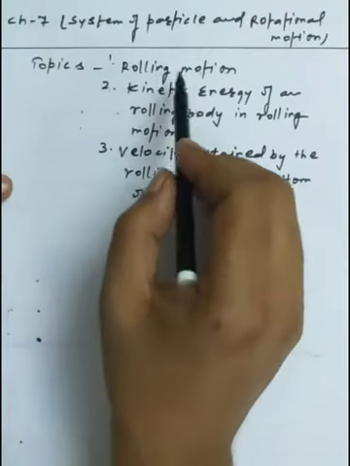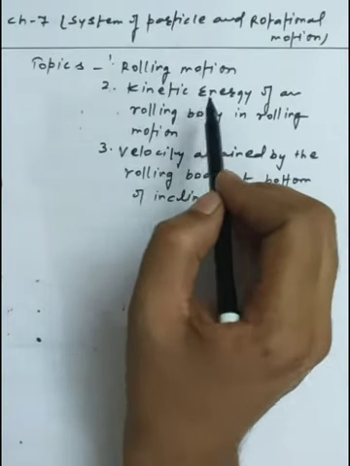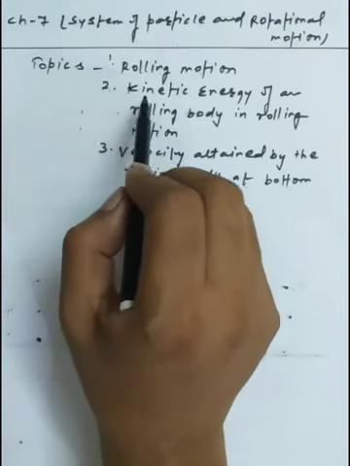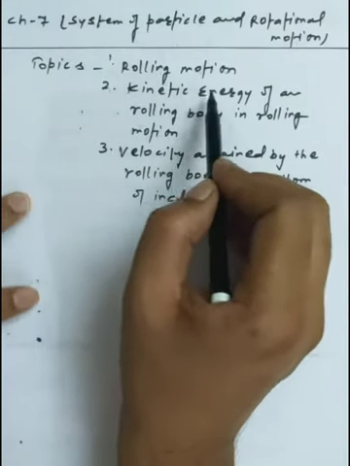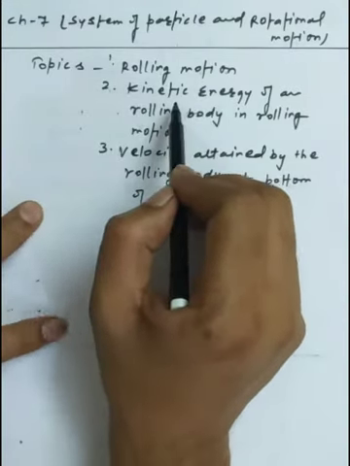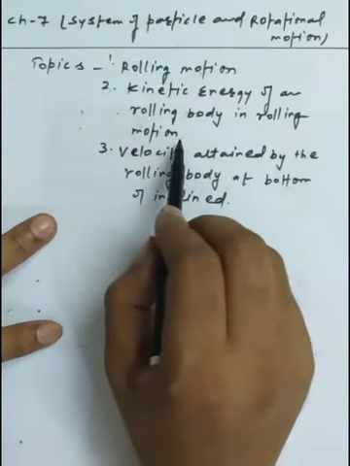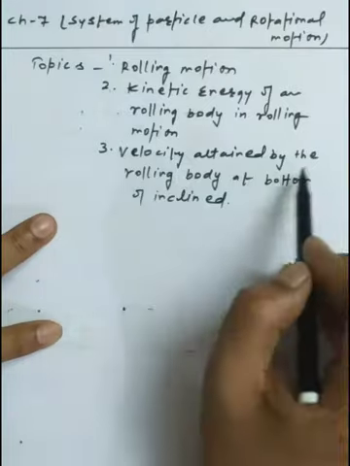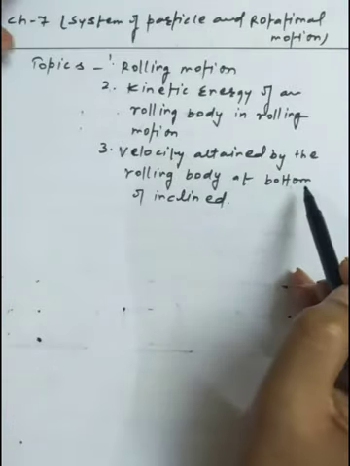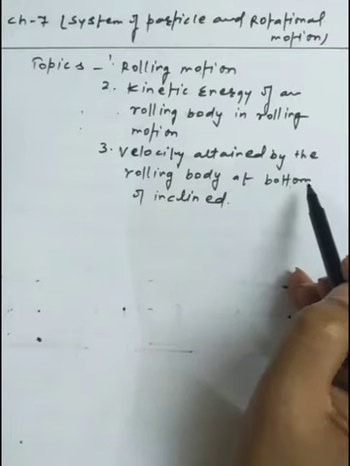Now, chapter number 7, System of Particles and Rotational Motion. The topics we want to discuss here are rolling motion along with its statics, the kinetic energy of a rolling body in rolling motion, and the velocity attained by the rolling body at the bottom of an inclined plane. Okay. So, how can we discuss the concept of rolling?